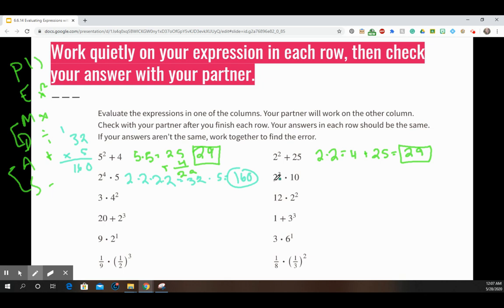All right. So again, I'm going to do exponents first. I have 2 times 2 times 2. 2 times 2 is 4. 4 times 2 is 8. Whoops, my bad. I made a mistake on this one. I don't know what I was thinking here. Okay, let me go back and fix that.